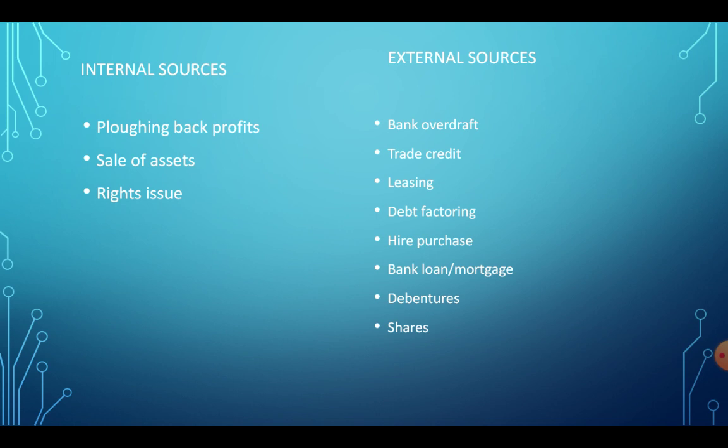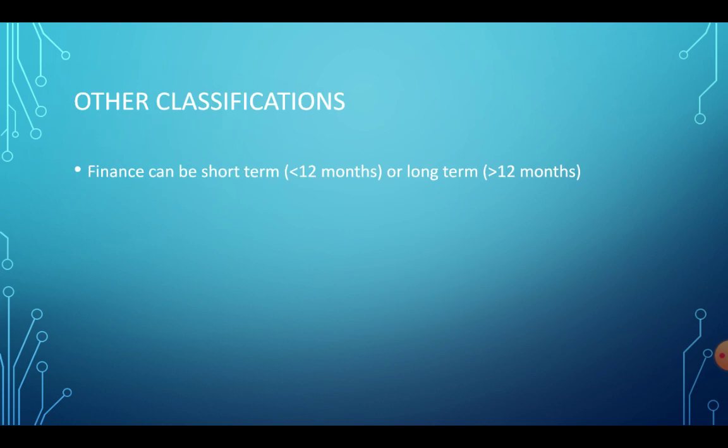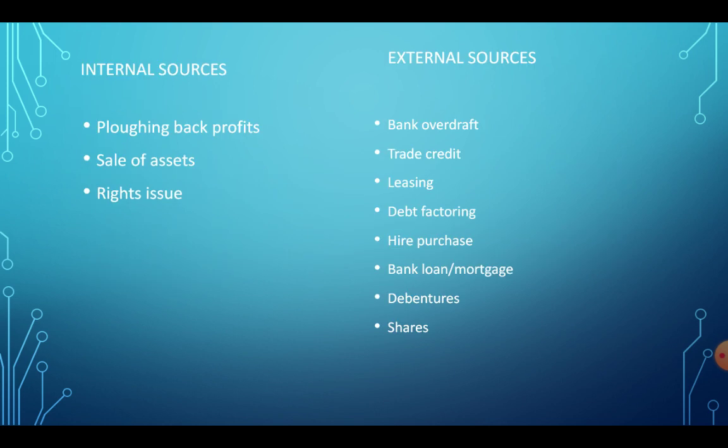And then another way of classifying sources of finance is by looking at the term or the time period. So we've got short-term sources of finance. These ones are available for a period of less than 12 months. And we've got long-term sources of finance, which have a time period of more than 12 months.